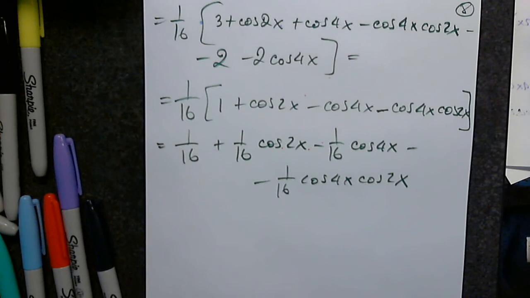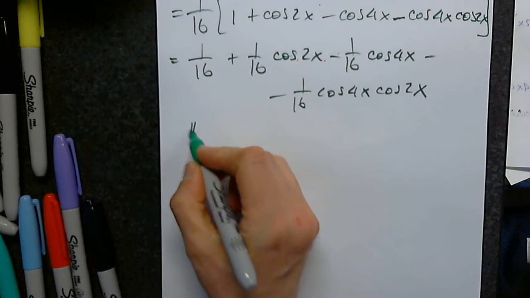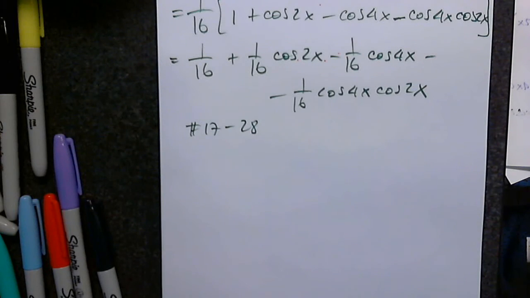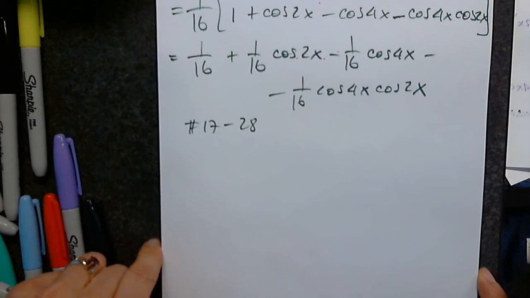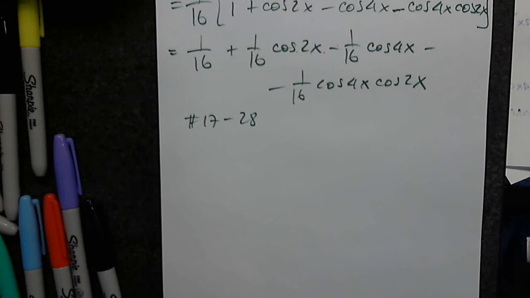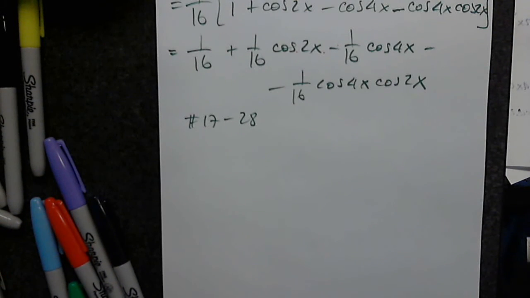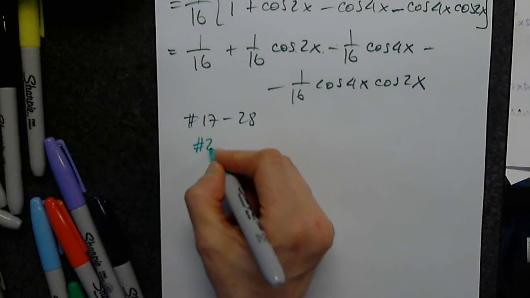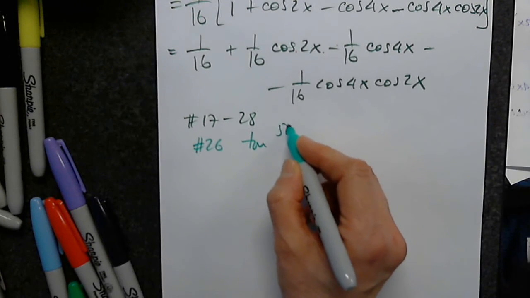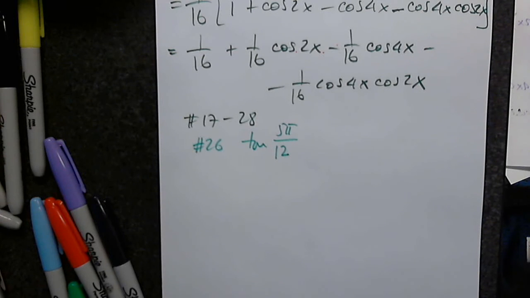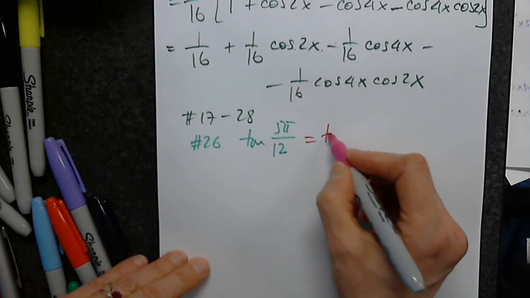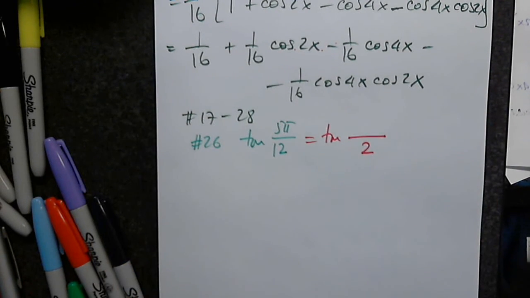Okay, use an appropriate half-angle formula to find the exact value of the expression. So please choose 17 through 28. We are using a half-angle formula to find the exact value. Number 26: tangent 5 pi divided by 12. So we're specifically told to use a half-angle identity, so obviously I'm going to think in terms of tangent of something over 2.